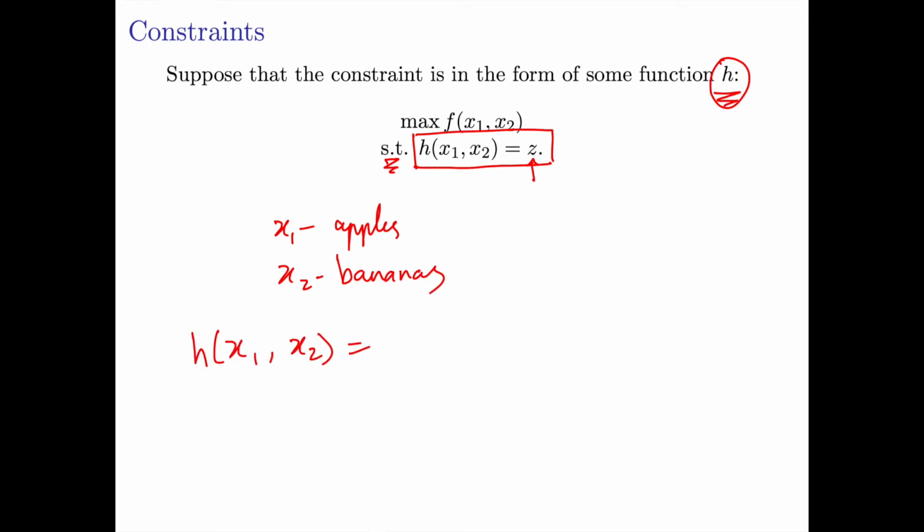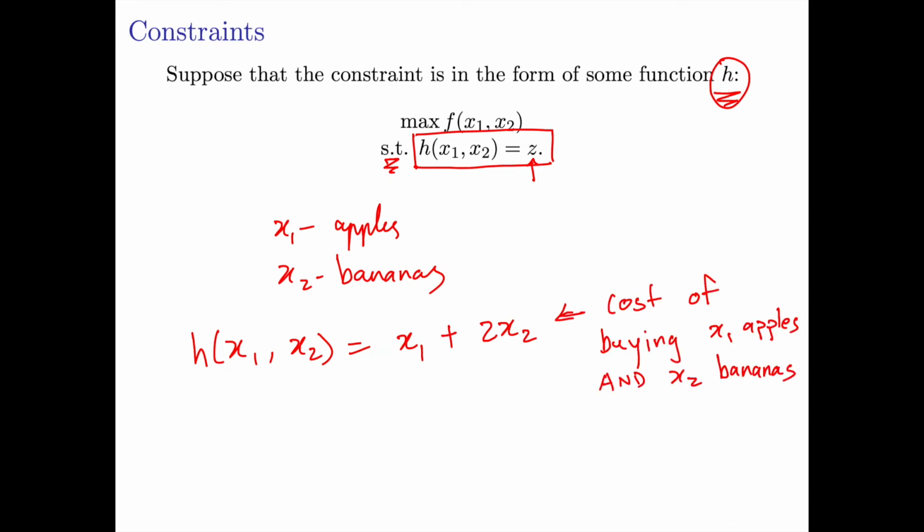In the example that I just gave you with the apples and bananas, if x1 were apples and x2 were bananas, what apples and bananas can you pick? If apples cost $1 each, how much does it cost to buy x1 apples? Well, just x1. If bananas cost $2 each, how much does it cost to buy x2 bananas? Well, it's 2 times x2. So if you bought x1 apples and x2 bananas, in total, that's going to cost you x1 plus 2x2. So h here gives us the cost of consuming x1 apples and x2 bananas.